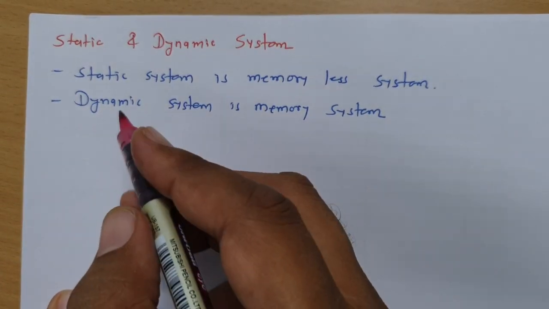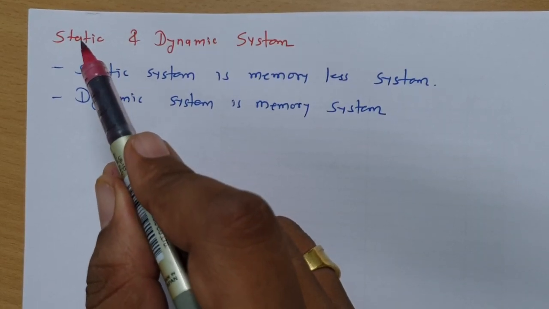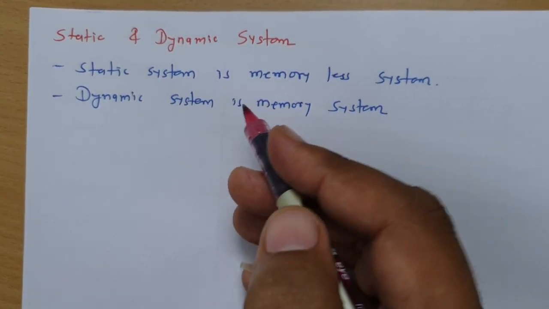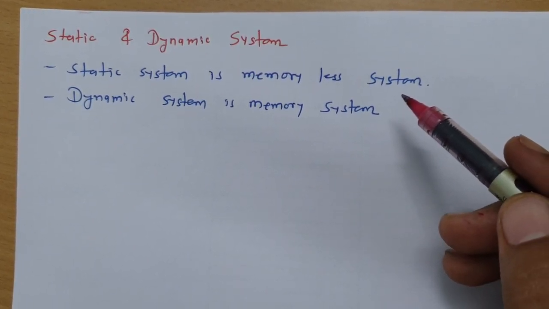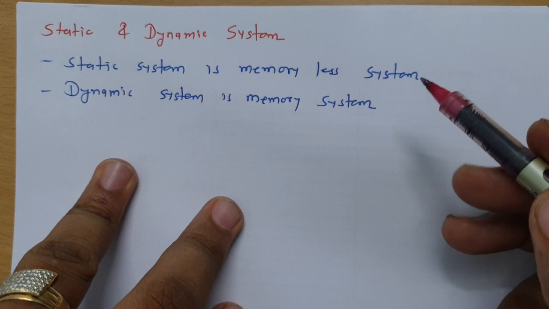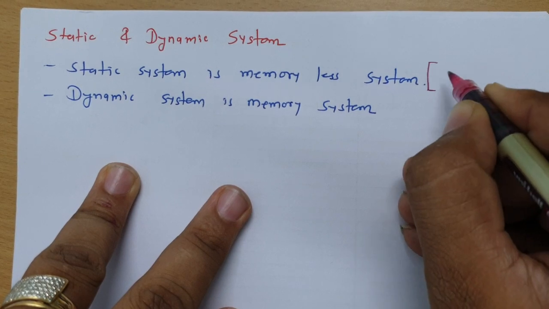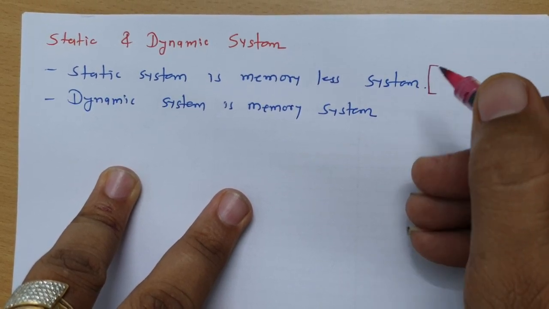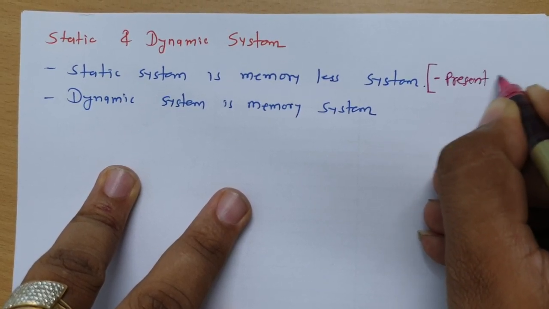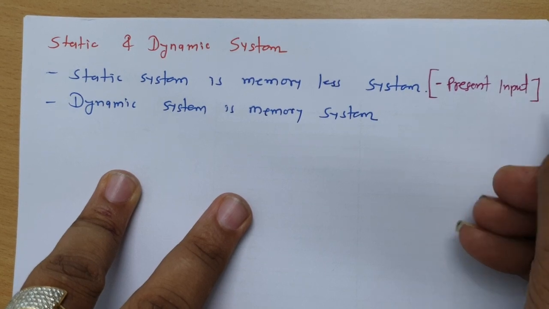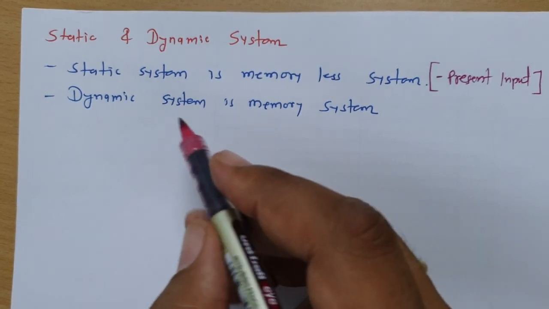Here in this session, I'll be going to explain classification of system with static and dynamic system. Now see, first of all, what is static system? So static system is memoryless system. As static system is memoryless system, its response is only depending on present input. So static system is having response depends on present input only. So that is what memoryless system, as its response is depending on present input.